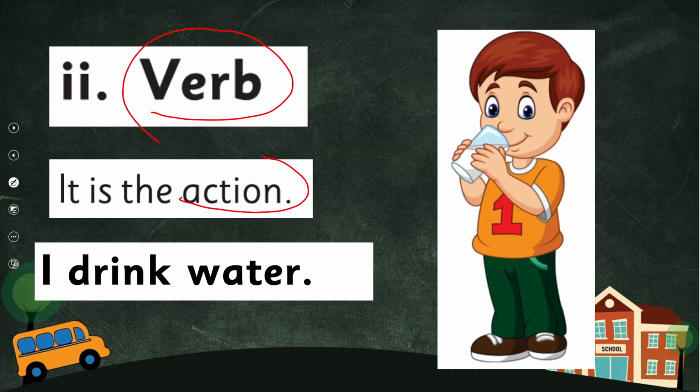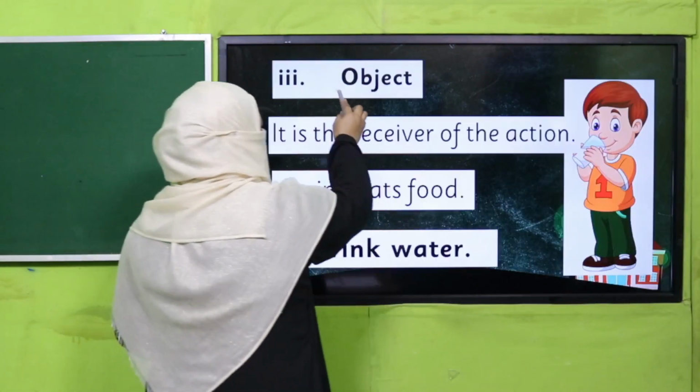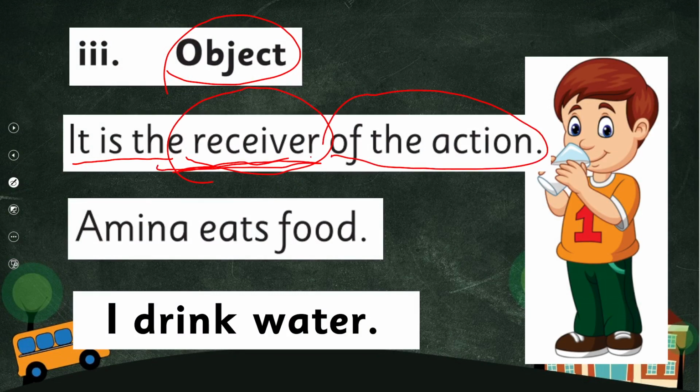The next part is the verb. We know what a verb is? It's the action. Whatever one is doing, it is the verb. So, I drink. What is the action over here? To drink is the action. That's the verb. And the third one is the object. What is the object? It is the receiver of the action, meaning the one who receives the action. I drink water. So water is receiving the action, so it's the object. Amina eats food. Now let's analyze this sentence again.